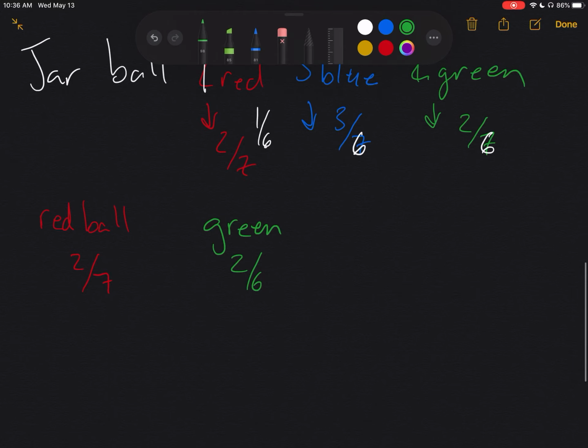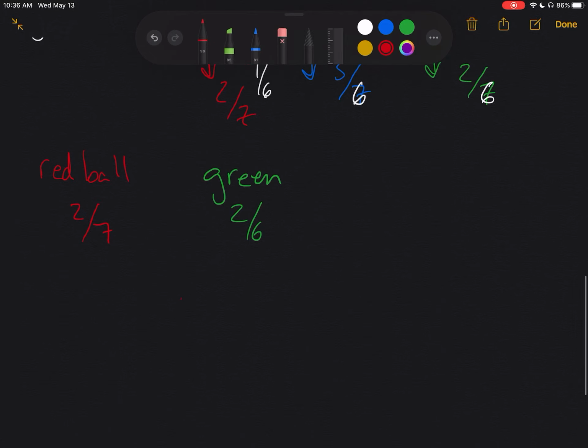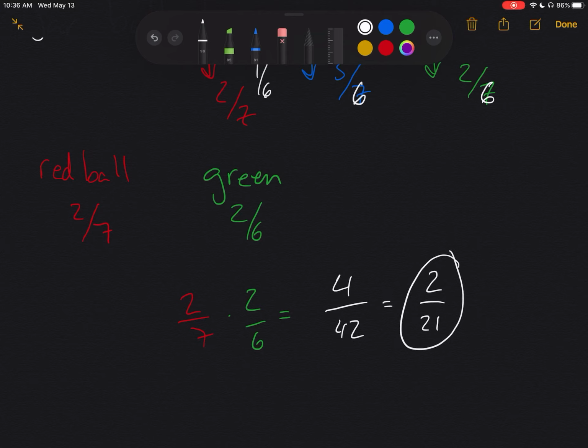But now the chances that I selected a red and then a green are 2 over 7 times 2 over 6, which would be 4 over 42, or 2 over 21. All right. And you could continue going on.